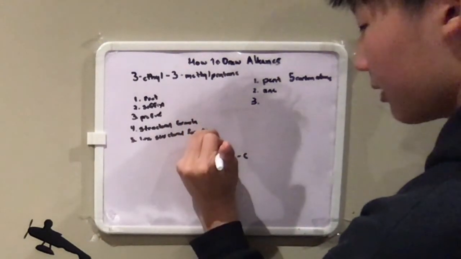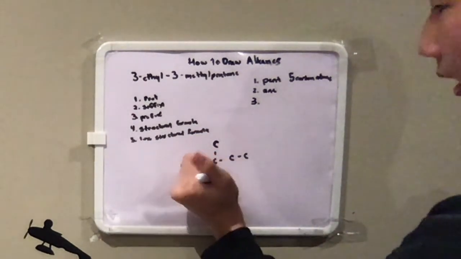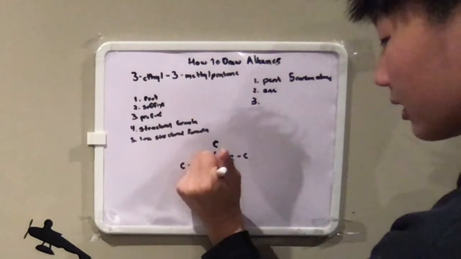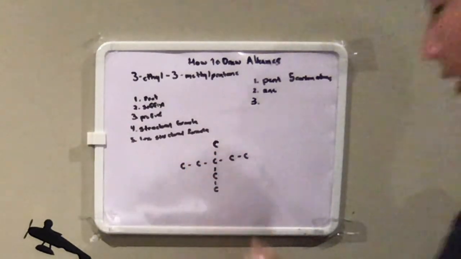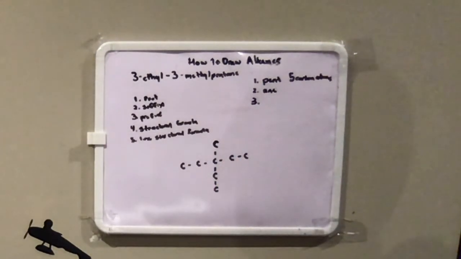So methyl is just 1 carbon atom, so we just write 1 right there. And then ethyl would be 2 carbon atoms, so I'm just going to draw 2 like that. We can also draw them on the side, but it doesn't really matter.